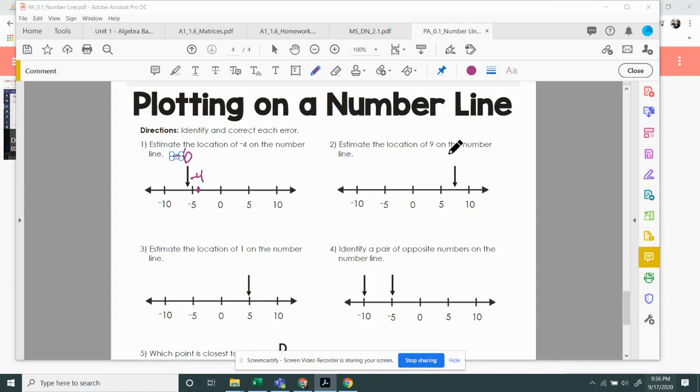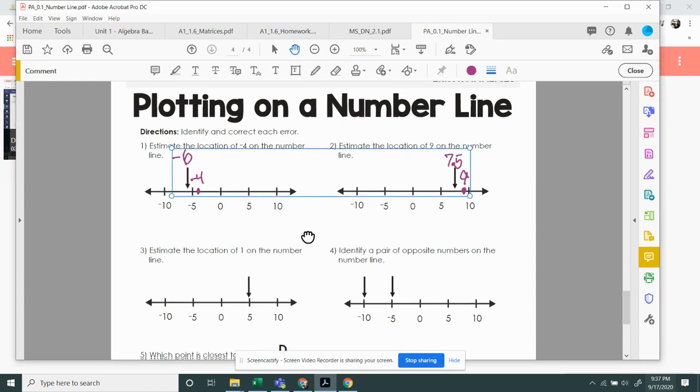Number 2 asks us to estimate the location of 9 on the number line. I don't think this is 9. Here's 5, here's 10. Halfway between 5 and 10 is exactly 7.5. I think that's about 7 1/2. I'm going to write it as a decimal this time. But I think 9 would be right here, much closer to 10. And I'll label that. Let's move our paper up a little bit.